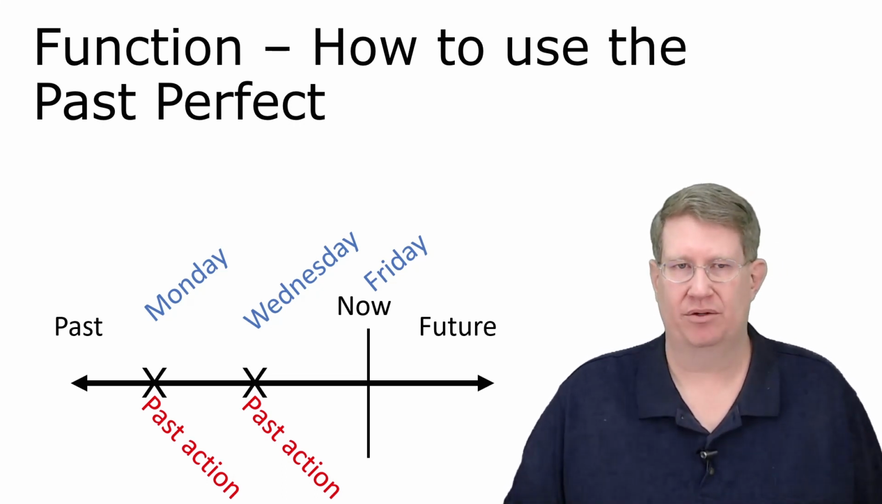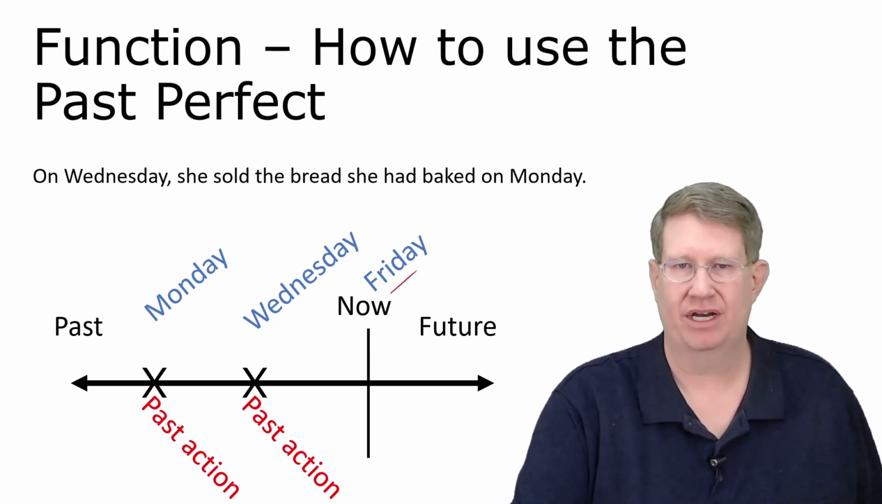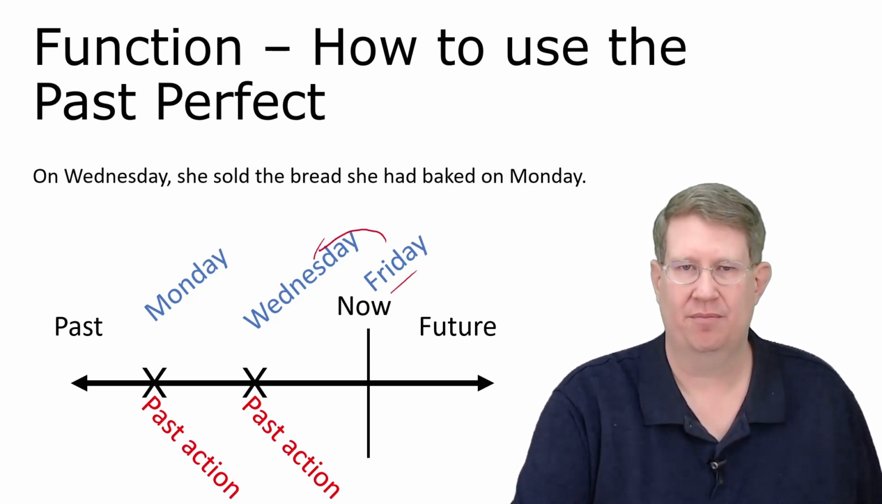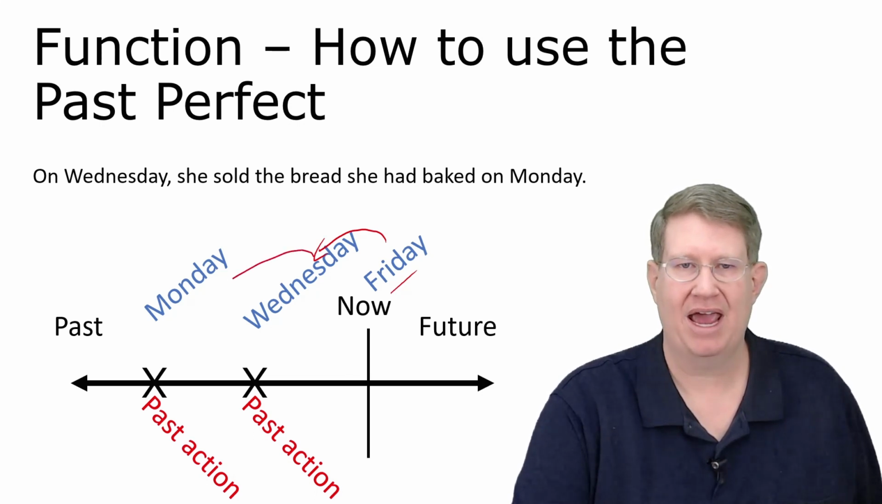Let's look at some more examples. On Wednesday, now remember today is Friday, right? Today is Friday, so we're going back in time. On Wednesday, she sold, so I'm using the past simple, the bread that she had baked. I'm going further in the past, had baked on Monday.